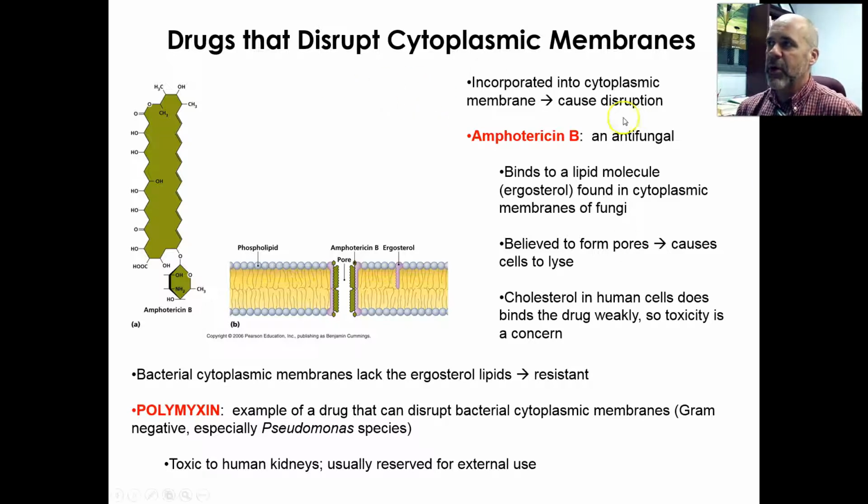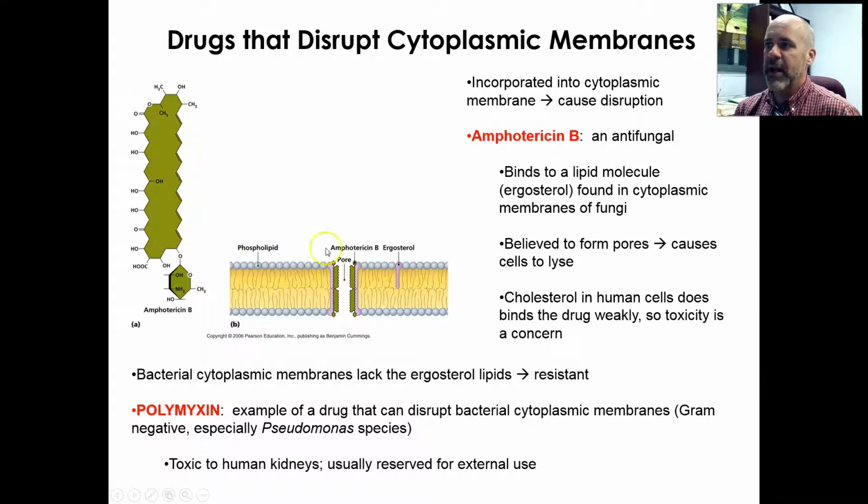Now, one example of a good antimicrobial drug that disrupts cytoplasmic membranes is called amphotericin B. This is an antifungal drug, so you wouldn't take this for a bacterial infection. This would be for fungal infections, especially fungal infections deep inside the body, systemic types of fungal infections that are occurring across many body systems. This is what the chemical structure of amphotericin B looks like.